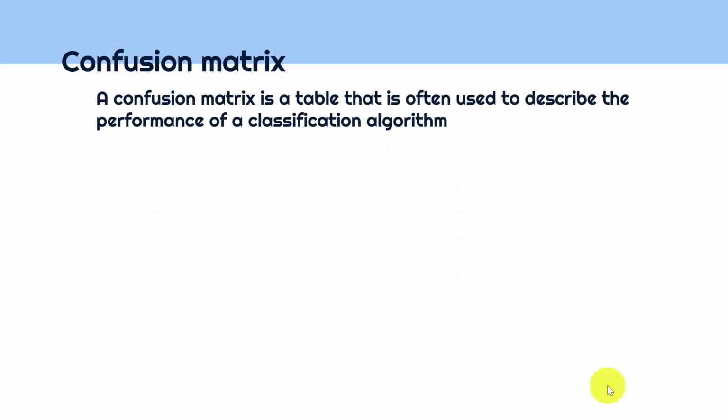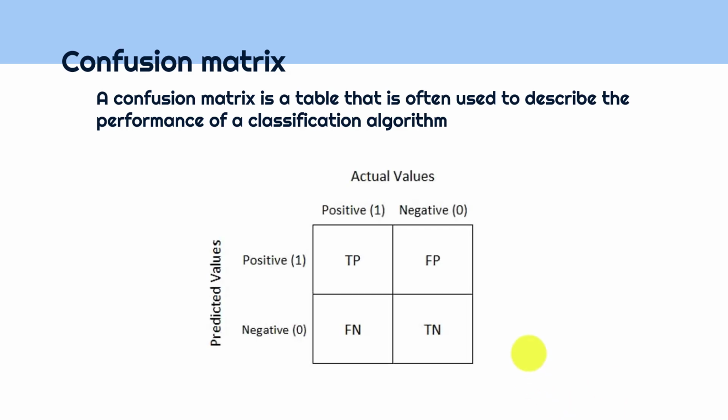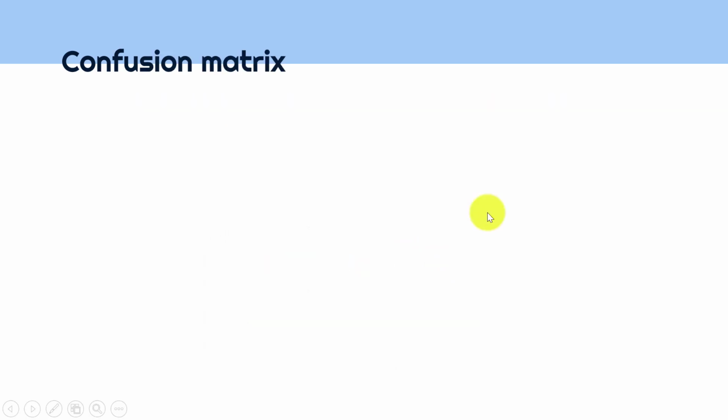Now we see the confusion matrix. A confusion matrix is a table that is often used to describe the performance of a classification algorithm. The confusion matrix gets four values: true positive, false positive, false negative, and the last one, true negative. Now we see how to use the confusion matrix in cybersecurity.